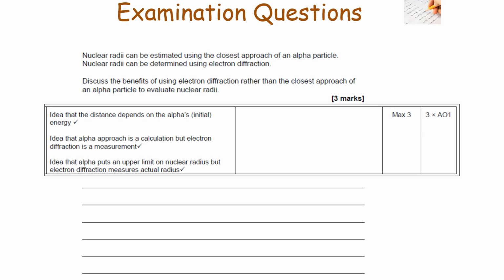Now the alpha particle distance of closest approach is the maximum possible distance that it can get to before it repels. So therefore it puts an upper limit on the nuclear radius, but it doesn't actually measure that nuclear radius, because it also includes the distance between the alpha particle when it repels and the nucleus, as well as the nuclear radius. So our electron diffraction method actually measures the nuclear radius, while the distance of closest approach is an estimation, which is an upper limit, because it also includes an extra bit of space.